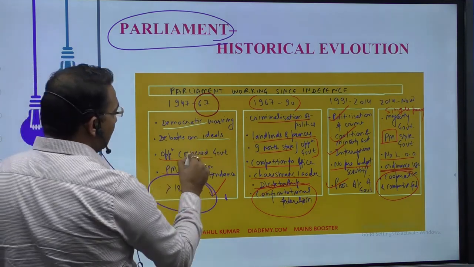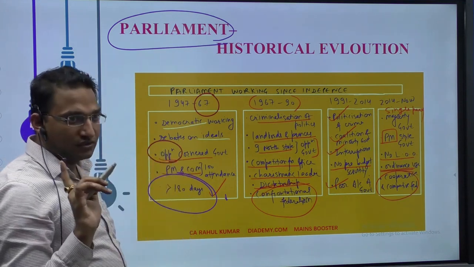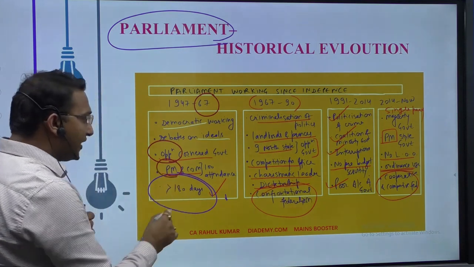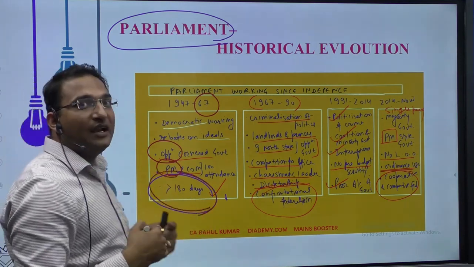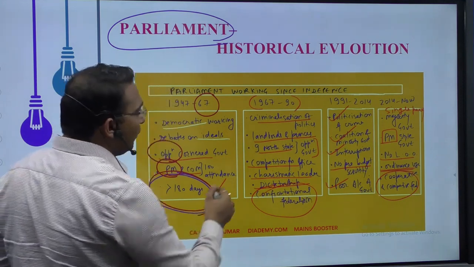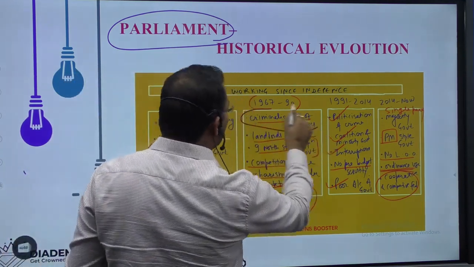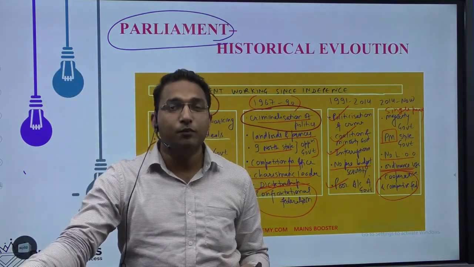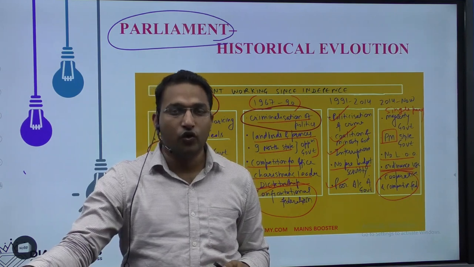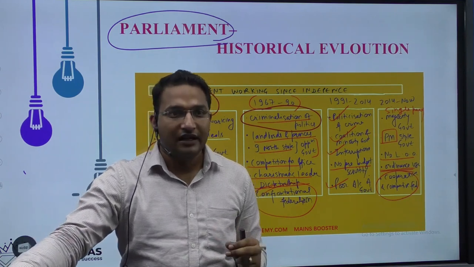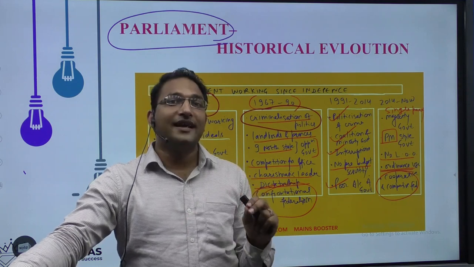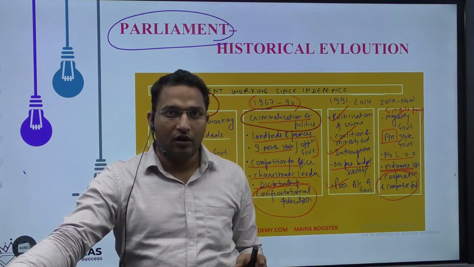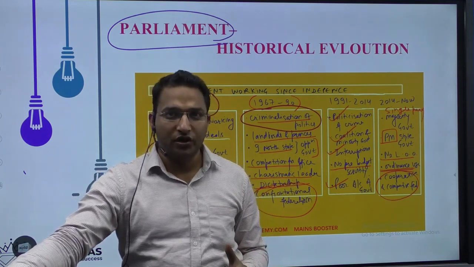For example, opposition, the role of opposition, right? We can write about the role of the prime minister. We can write about the parliament, how the parliament has been working, right? We can write about criminalization of politics. So there is a concept of criminalization of politics and politicization of crime, if you know. In the polity, these 2 concepts are there. Criminalization of politics and politicization of crime, right? So what is the difference between the 2? This thing also we can write in the historical evolution, right?